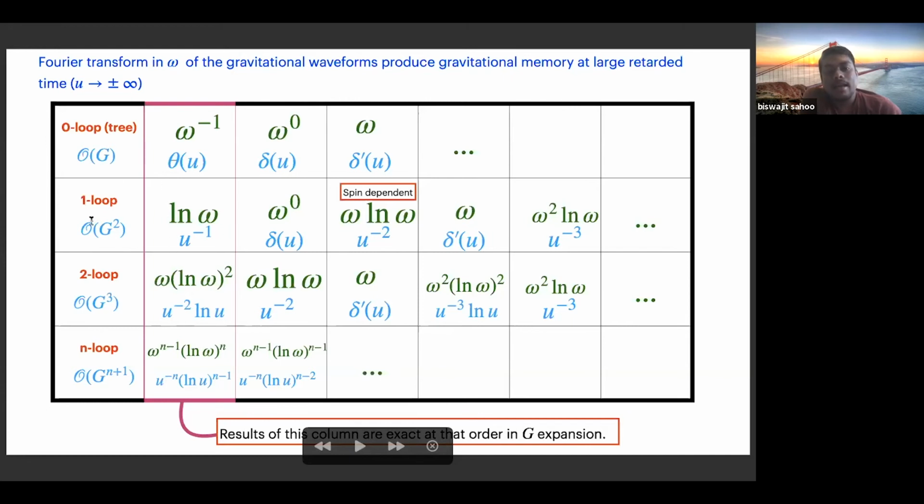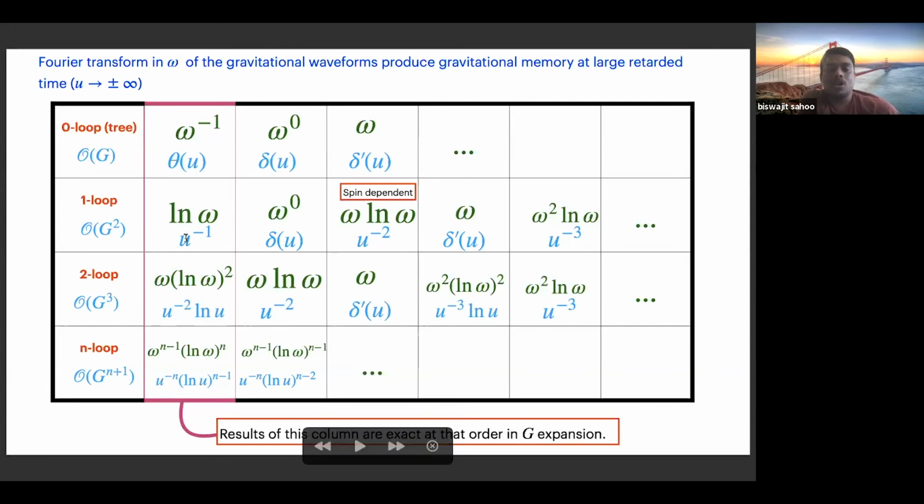Then at one loop order, it appears to be log omega, and that gives a 1 over u tail memory. I'm just focusing on the leading non-analytic pieces. Then at 2 loop order, it goes like omega (log omega) squared, and that contributes to a memory u to the power minus 2 log u. And at n loop order, which goes like G to the power n plus 1 in the classical iterative expansion, it contributes u to the power minus n, log u to the power n minus 1 memory. So you can see that there is a tail of tail memory.